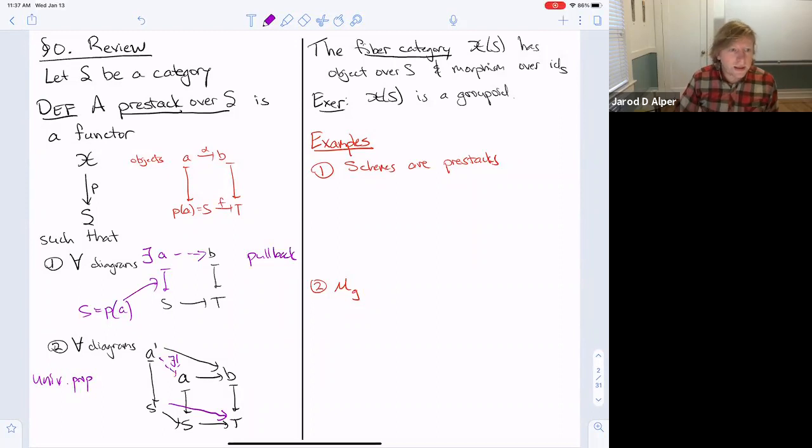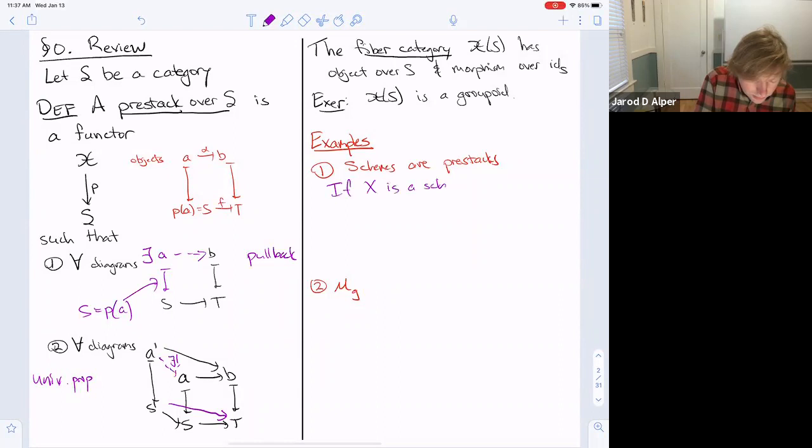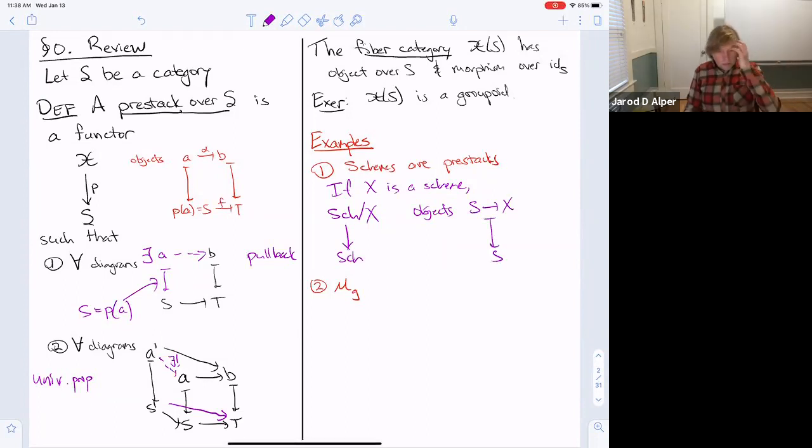Let me quickly recap these important examples from last time. First and foremost, schemes are examples of pre-stacks. If X is a scheme, we can take the category of schemes over X. Here an object is just a map from S to X, and this lives over the category of schemes where this object projects to S. This is an example of a pre-stack. The reason these axioms hold is because morphisms of schemes compose.